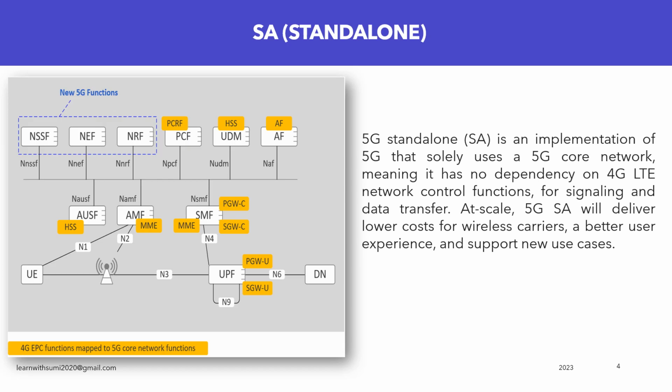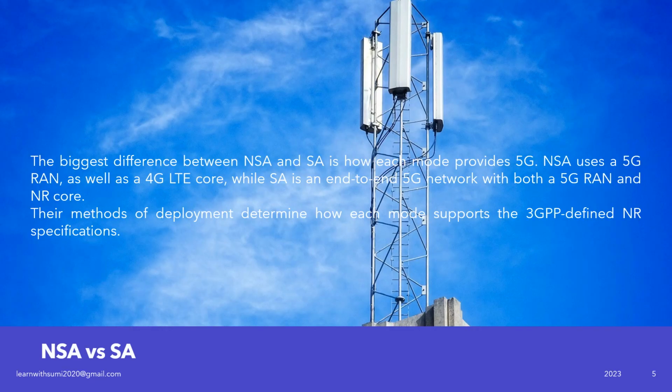And let's move on to differences between NSA and SA. So the main difference, the biggest difference you can see on the screen, is how each mode provides 5G. NSA uses a 5G RAN as well as a 4G LTE core, whereas SA is an end-to-end 5G network with both 5G RAN and NR core. So their methods of deployment determine how each mode supports the 3GPP defined NR specifications.